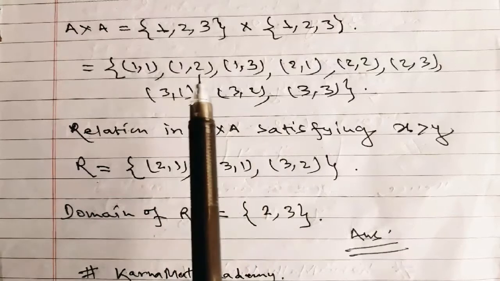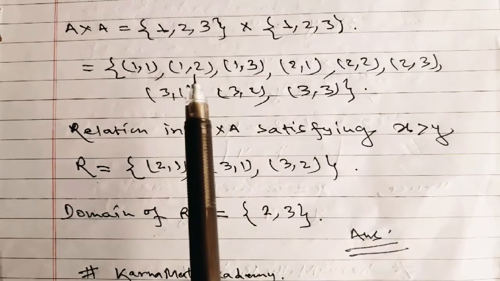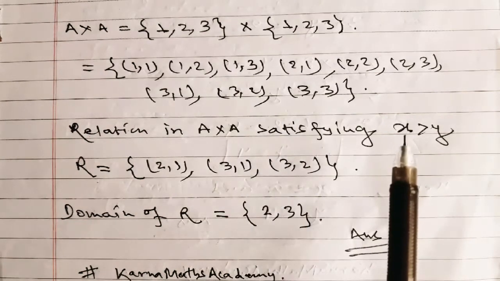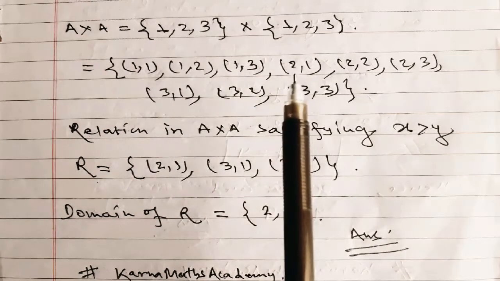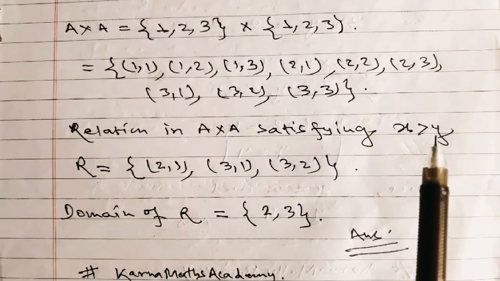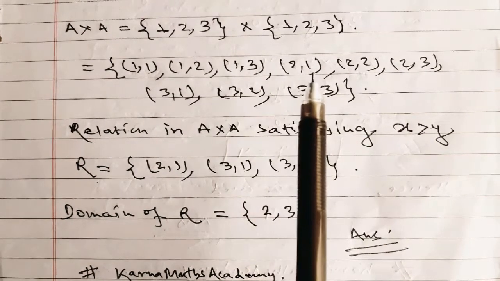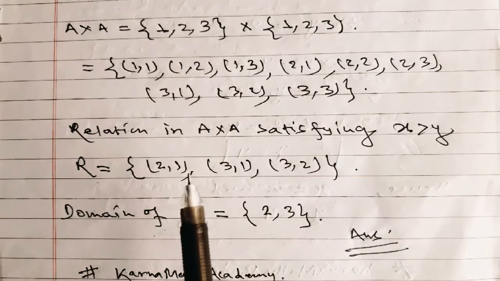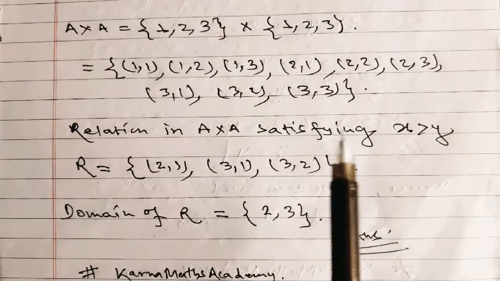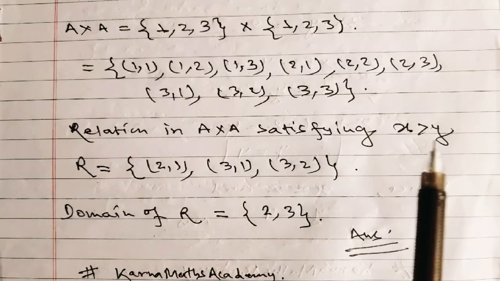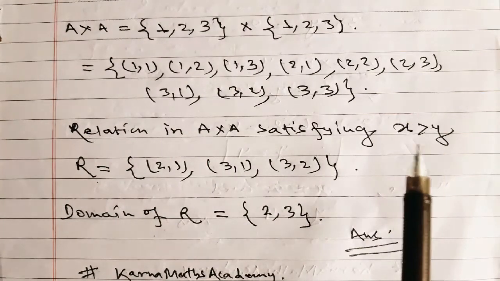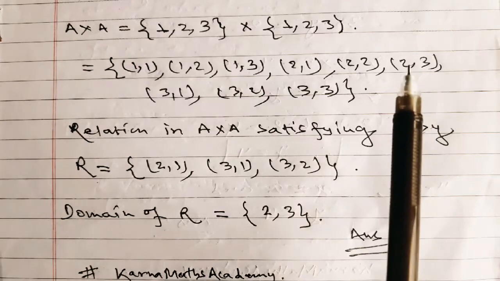(1,2): 1 is less than 2, 1 is not greater than 2, so (1,2) also doesn't satisfy the condition. (1,3) doesn't satisfy the condition. (2,1) satisfies the condition x greater than y because the x component is greater than the y component. So we can choose the ordered pair (2,1) in the relation. (2,2) doesn't satisfy. (2,3) also doesn't satisfy the condition.